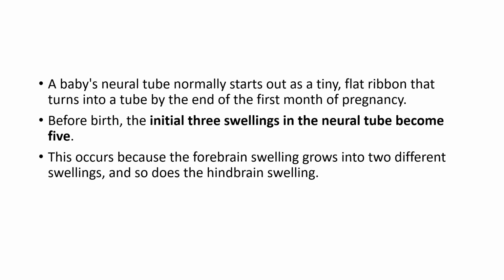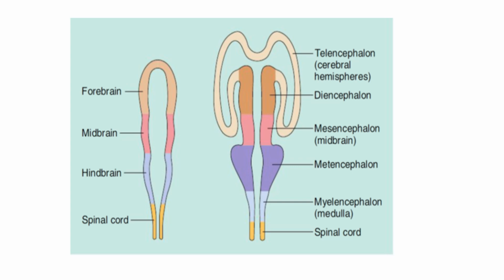Even before the child is born, this neural tube will initially have three swellings. Those three swellings will further grow into different swellings. The three swellings that we see in the initial neural tube of the fetus will be one which further develops into the forebrain, one into the midbrain, and another one is the hindbrain. These three swellings will have more swellings. The forebrain will have two more swellings, one of which develops into telencephalon, the other develops into diencephalon.